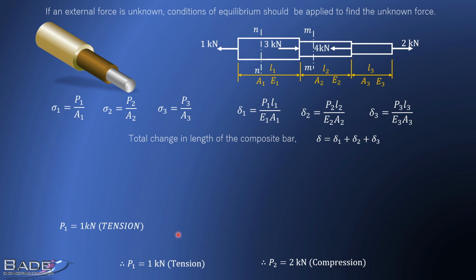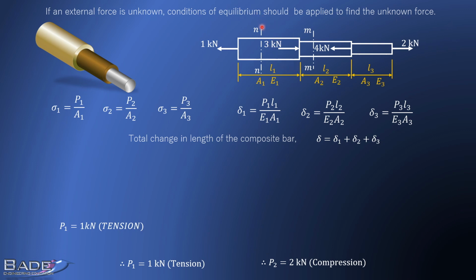So if I ask you what is force in first part, consider a section in first part and add forces on any one of the two sides of cross section NN. So we have added forces on the left side and we got the answer, 1 kilonewton pull, that is 1 kilonewton tension. What will happen if we add forces on the right side?